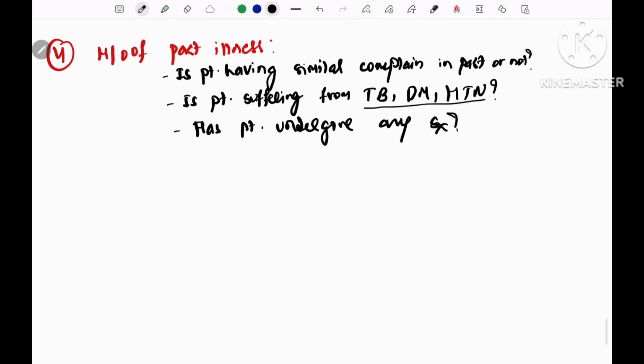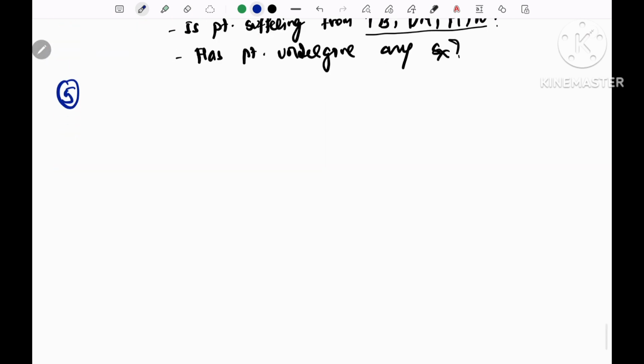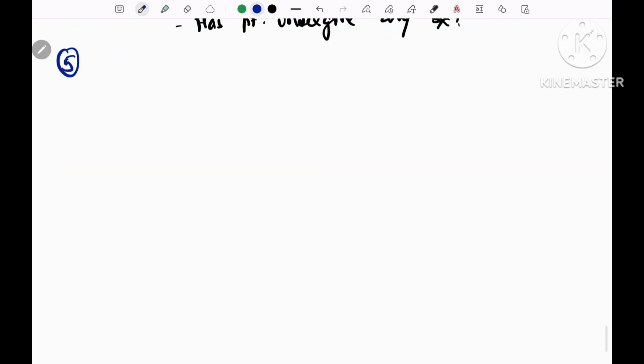This is how to present it to the teacher: there is no similar complaint in the past, there is no history of tuberculosis, diabetes mellitus and hypertension, and there is no surgical intervention done in the past. In this way, the history of past illness is mentioned. Now, in the fifth point, we have to mention the family history.